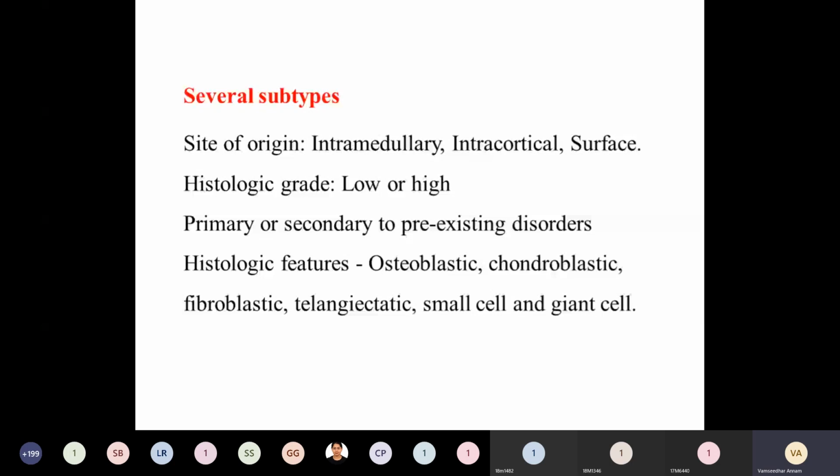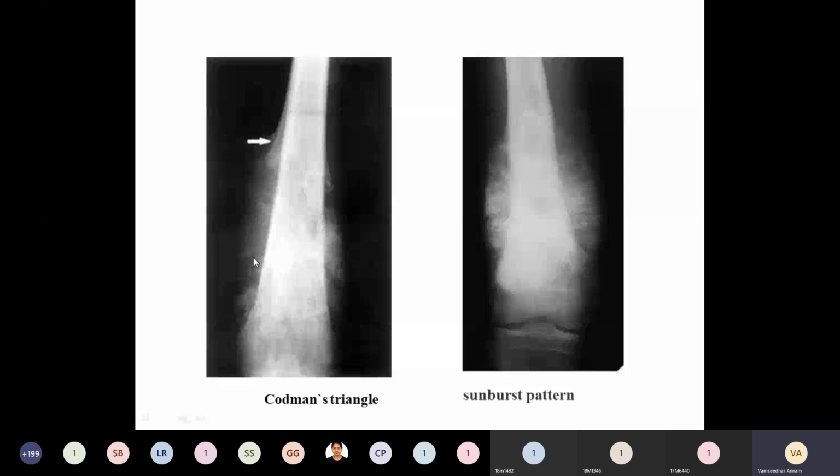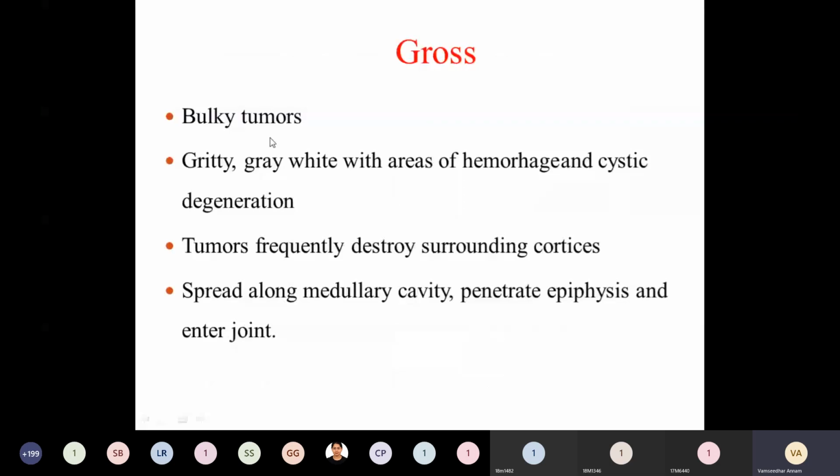So here you can see that the periosteum is elevated. It has formed almost like a triangle. This is the Codman triangle. And the periosteal reaction appears in the form of a sunburst pattern on radiology. Most of the tumors appear bulky, gritty, gray-white, and hemorrhage and cystic degeneration are reported. Usually they destroy the cortical bone. They spread along the medullary cavity, penetrate the epiphysis, and enter into the joint. That is the specialty of osteosarcoma.